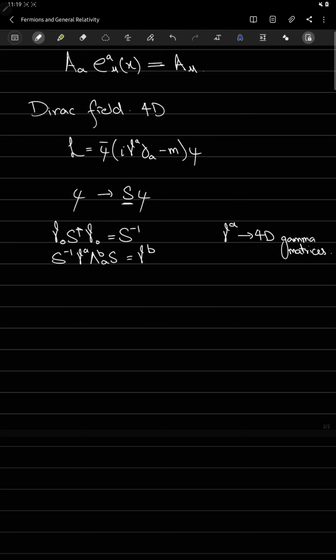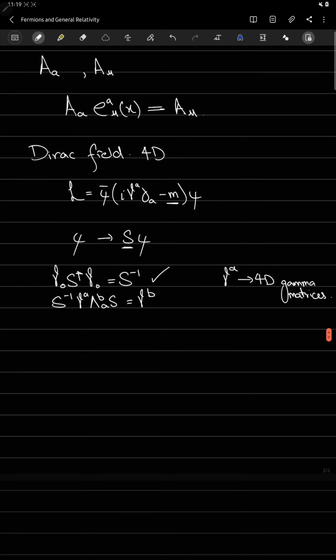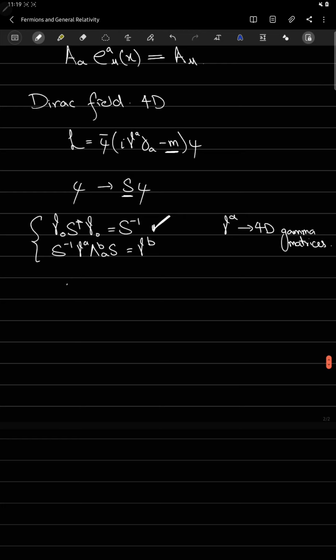Now note that the first condition, that is this one, is given by the invariance of the mass term in this Lagrangian. So the invariance of the mass term implies this condition, right? And the second condition is simply given by the kinetic term of the Lagrangian. Now the solution to these two expressions is simply S equal to the exponential of negative i J_AB alpha_AB over 2, yes. And you can verify this by putting this S in these two expressions, and you can verify that this S is indeed the solution of these two expressions.